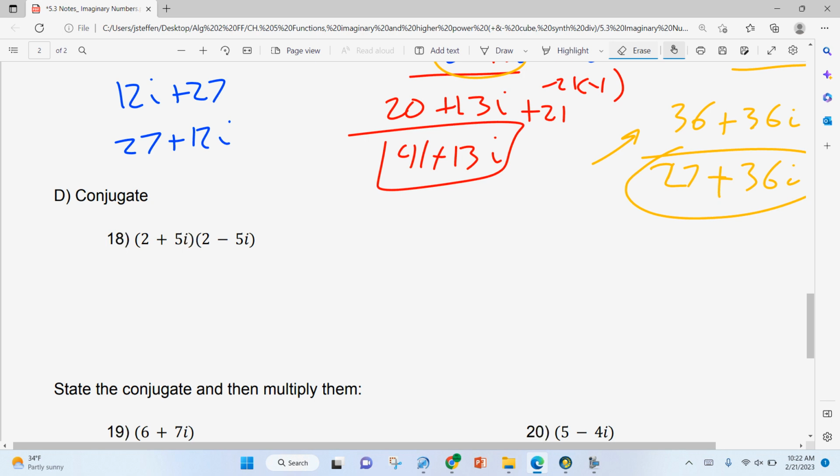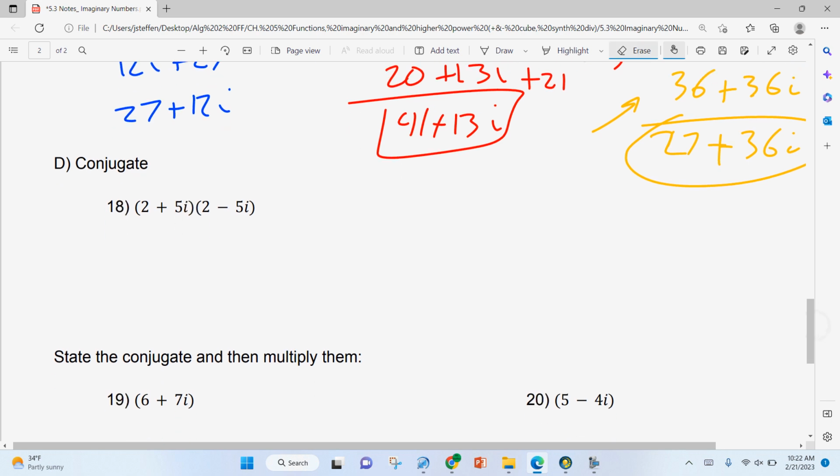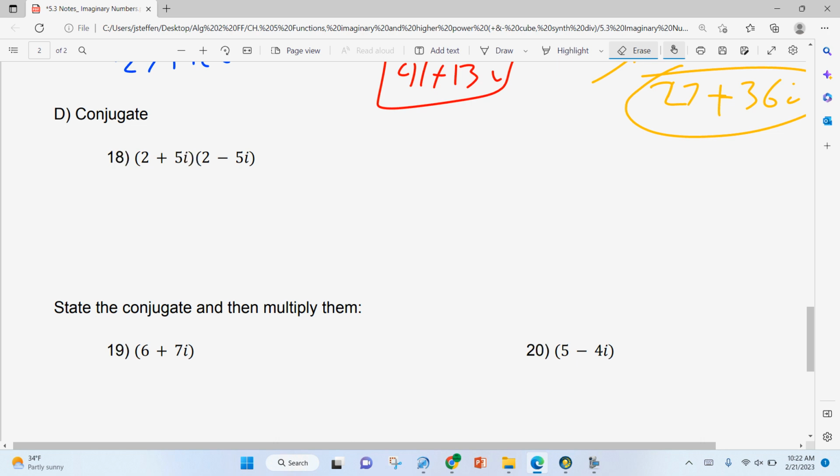So go ahead and do number 18 on your own, and I'll ask for volunteers, and if no one volunteers, that's fine. But I'll ask for volunteers why that's maybe a little bit of a unique situation. Go ahead, do number 18 on your own quick. Talk about what conjugates mean and what they are and where they're in.